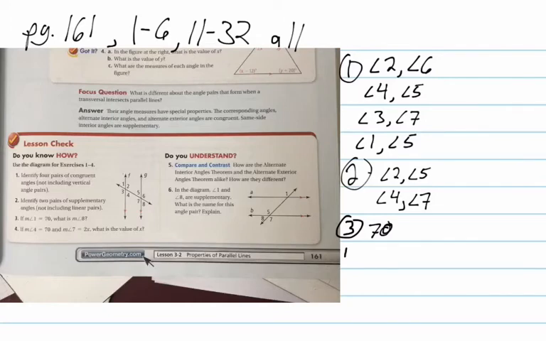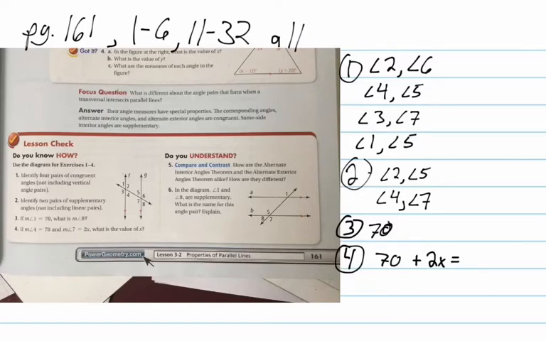Number 4. If angle 4 is 70, angle 7 is 2x. 4 and 7. What's the relationship? Not necessarily linear, but I think I know what you mean. Number 2 said they were supplementary. What's that mean?